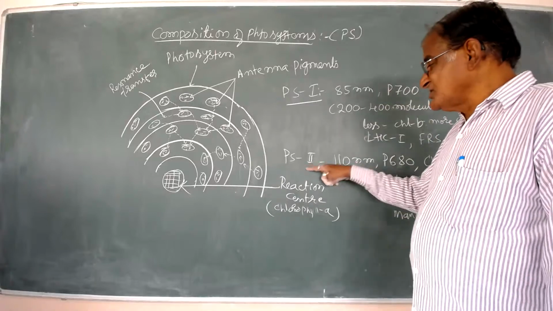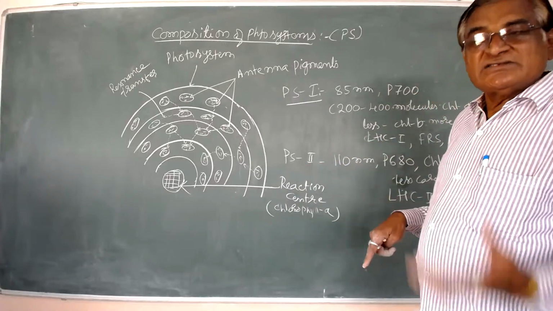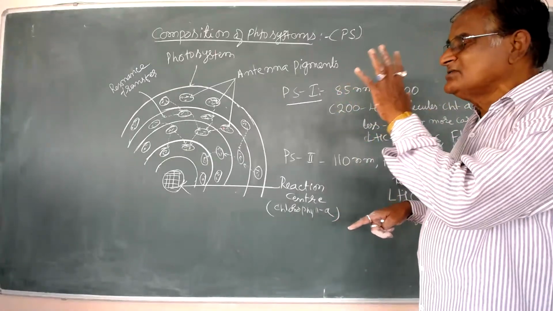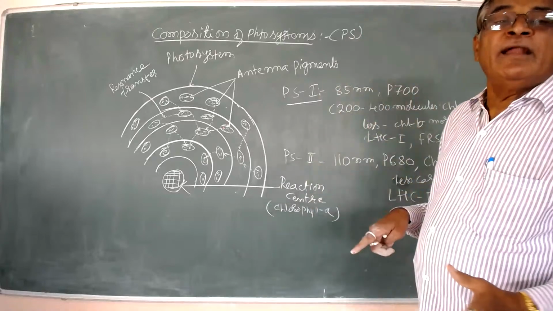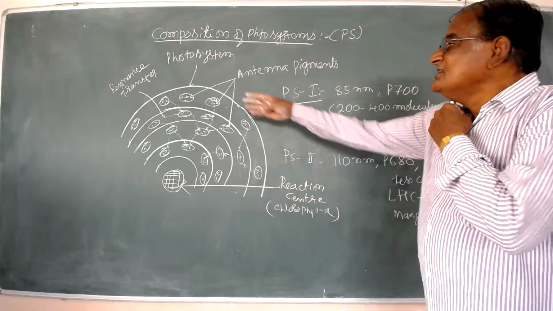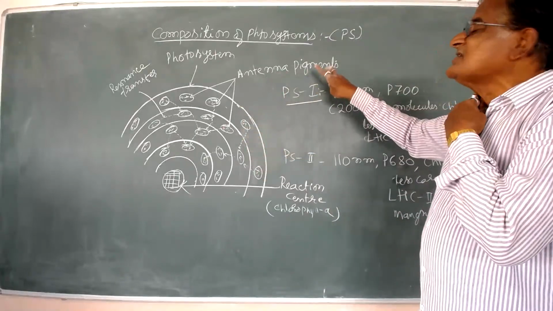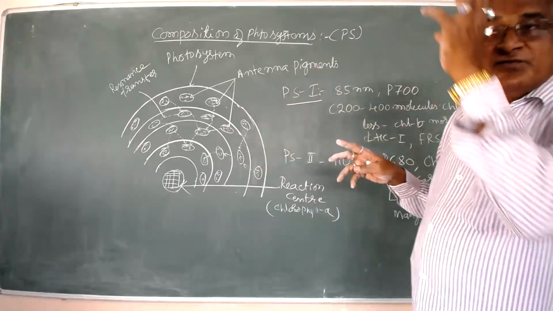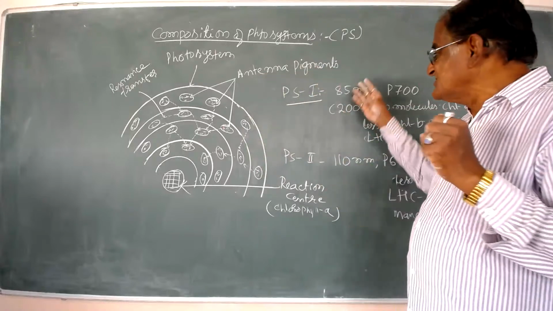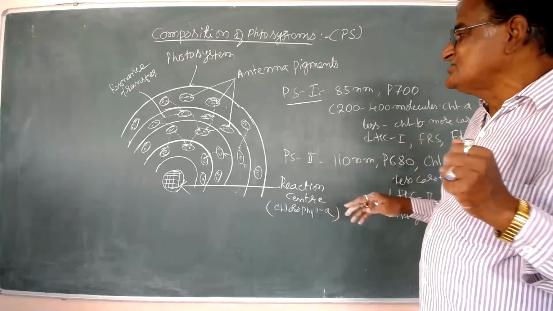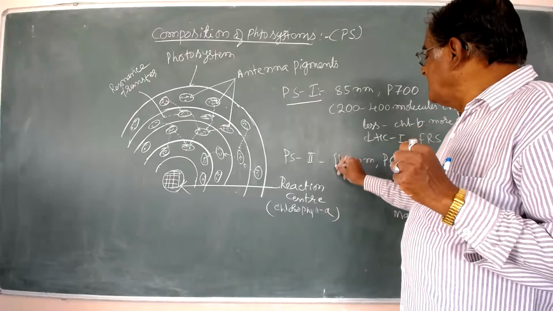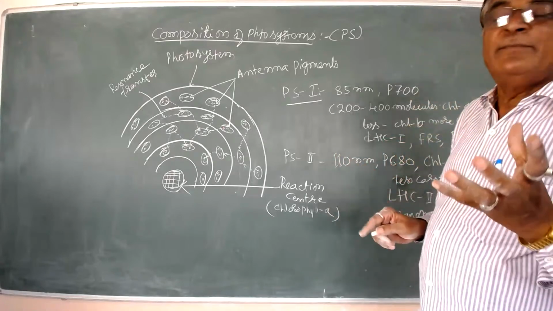In the case of photosystem 2, it is also a group of pigments embedded on the thylakoid membrane. These are the antenna pigments, which absorb different wavelengths of light, so they are called antenna pigments. They are nothing but pigments. Here the diameter is about 110 nanometers.